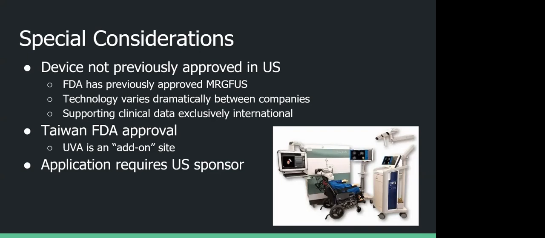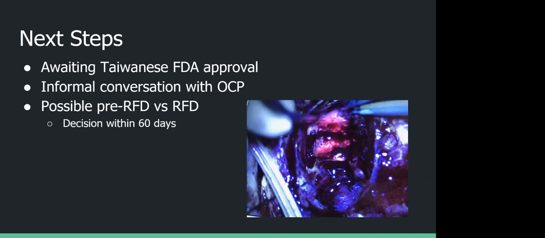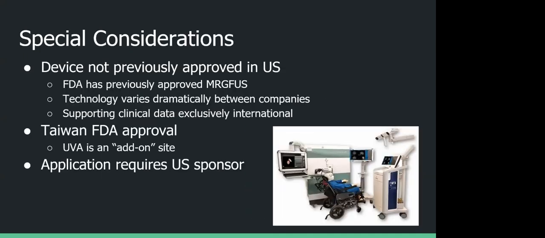The other thing is that we're going to be an add-on site for when this trial is up and running. This is going to start in Taiwan through Navifus, so we're waiting on that. But that also means that they will already have had Taiwan FDA approval. And so the question is, will there be any consideration in the US that there's already been an approval by an outside FDA?